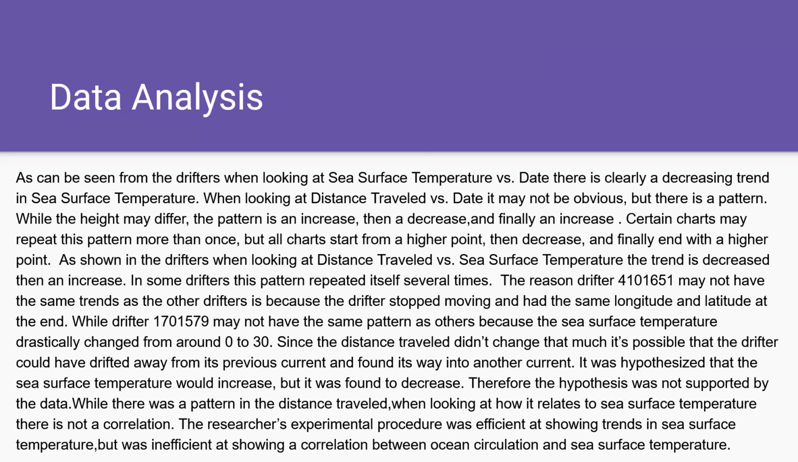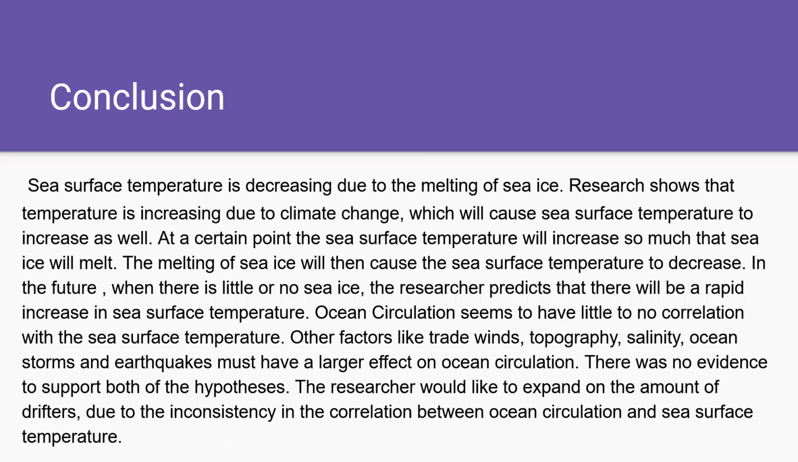While there was a pattern in the distance traveled, when looking at how it relates to sea surface temperature, there is not a correlation. The researcher's experimental procedure was efficient at showing trends in sea surface temperature, but was inefficient at showing a correlation between ocean circulation and sea surface temperature. Sea surface temperature is decreasing due to the melting of sea ice.